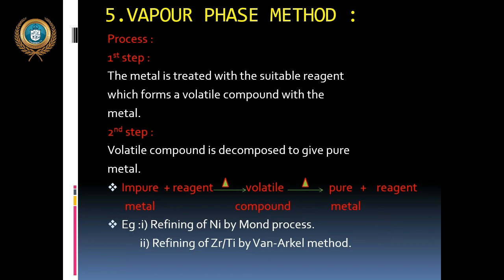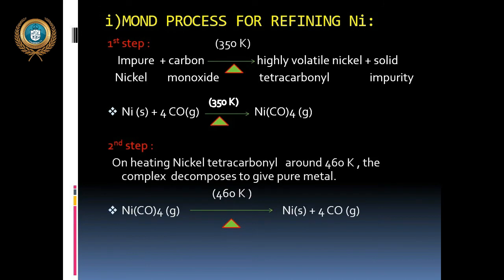So in vapor phase method நம்ம எந்த மாதிரி metal எடுத்துக்கிறோம் அப்படின்னா, அதை heat பண்ணும்போது ஒரு reagentஓட அந்த impure metal heat ஆகும்போது அது volatile compound மாறும். Then if we heat further more, again it separates, which means it decomposes into pure metal and reagent. So let's see the Mond process for refining nickel.